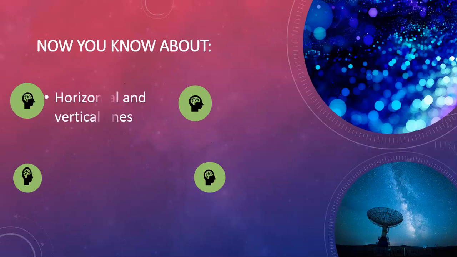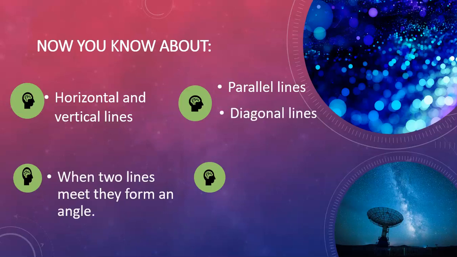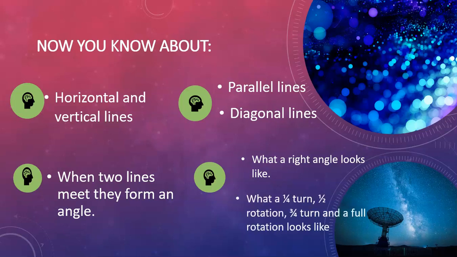Now you know about horizontal lines and vertical lines, parallel lines, diagonal lines. When two lines meet, you know that they form an angle. You know what a right angle looks like and you can point it out on your clocks. And you know what a quarter turn, a half a rotation, 3/4 turn and a full rotation looks like.